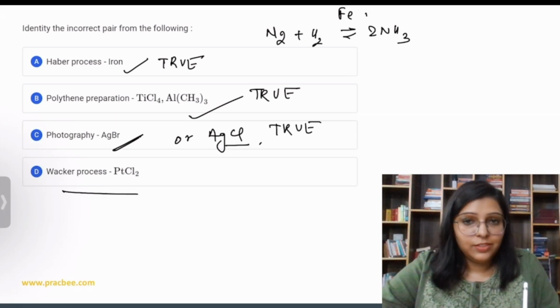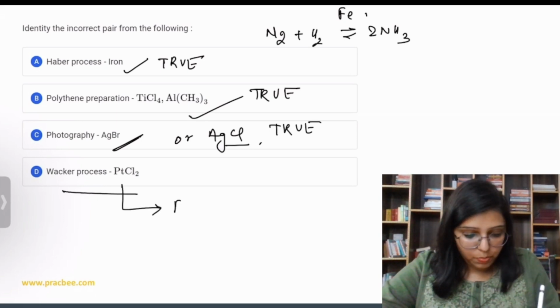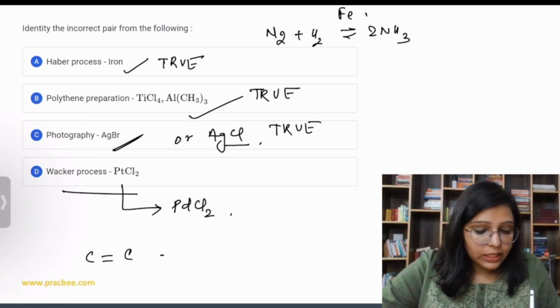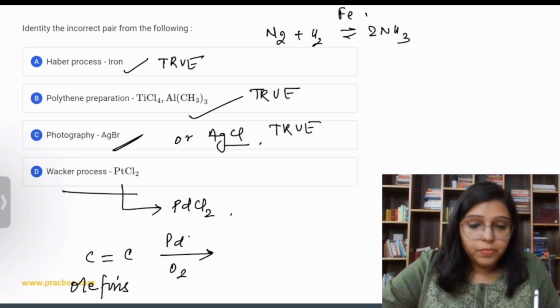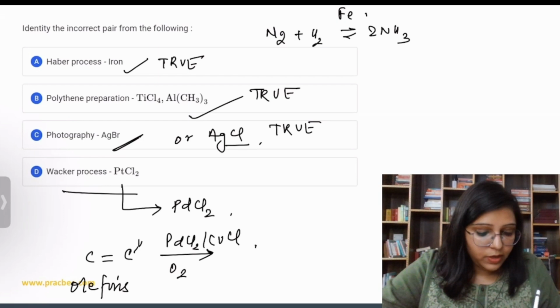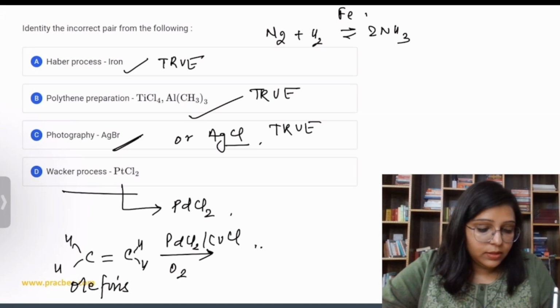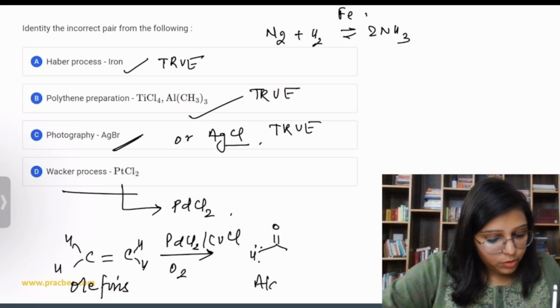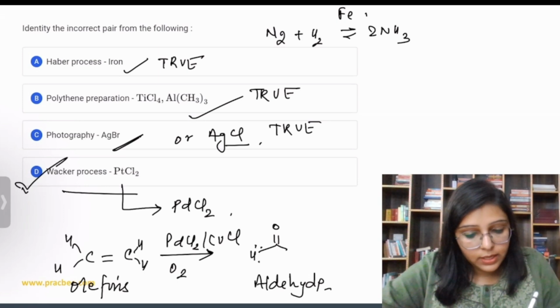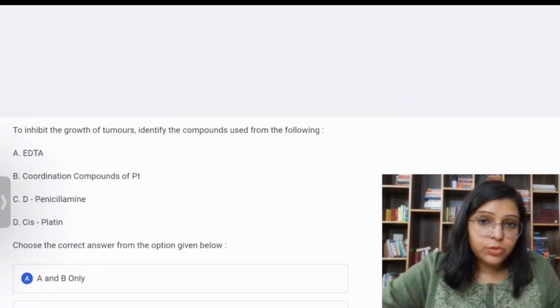Rest, Wacker's process. Here we don't use PtCl2, we use PdCl2. And what happens in Wacker's process? Oxidation of alkenes, or olefins, in the presence of PdCl2 and CuCl to give an aldehyde. Suppose we have this, beta, it can be converted to a double bond with OH, an aldehyde. So we produce a carbonyl compound. So option D is the answer, the incorrect pair.